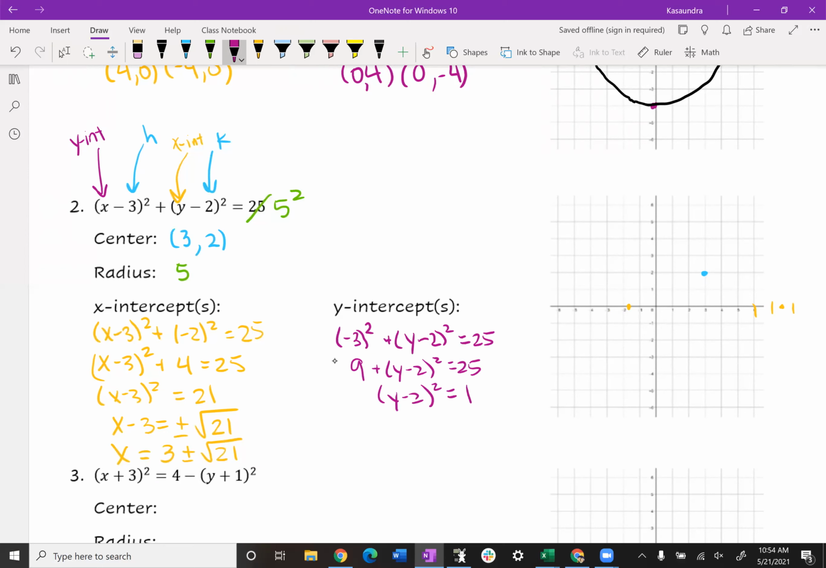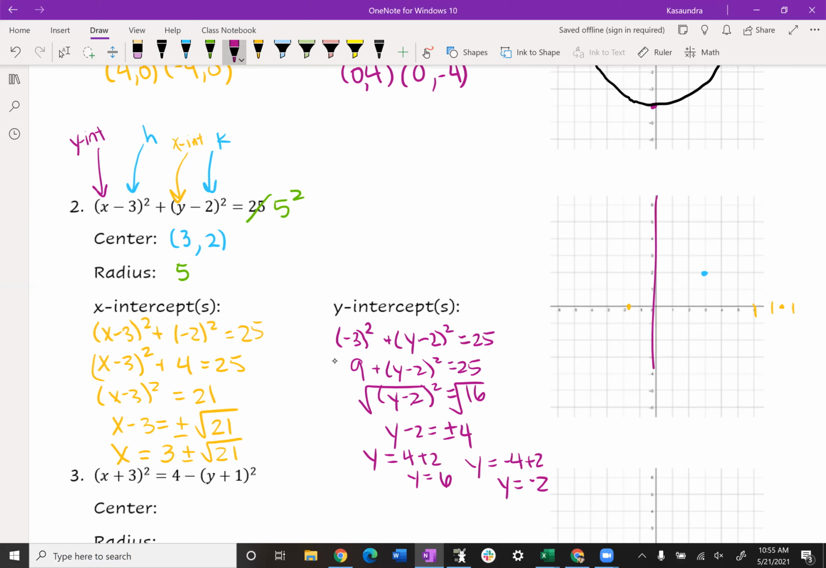Oh, this is actually a little prettier than the last one. If I take the square root of both sides, square root of 16 is actually a 4. In fact, I need a plus or minus 4. So I'm going to add 2 on both sides. I'm going to do a positive 4 plus 2 and a negative 4 plus 2. So my two different y-intercepts were at 6 and the y value of negative 2.